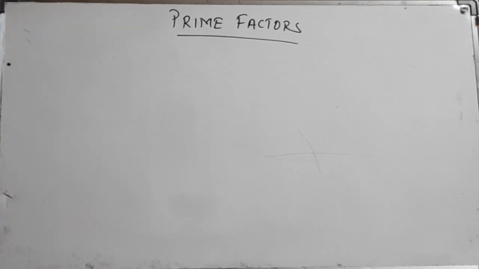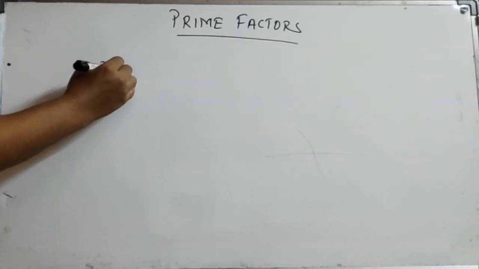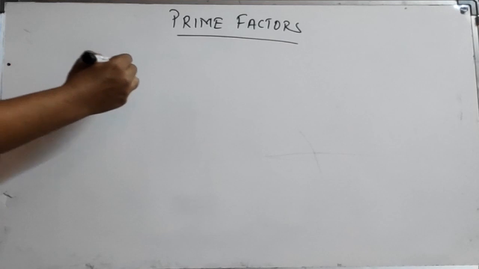There are two ways of factorizing a given composite number. One is the vertical way and one is the horizontal method. We'll first look into the horizontal and then we'll look into the vertical method. Now look at this number. Consider the number 24. Now I want to split or factorize this number. How will I factorize this number?